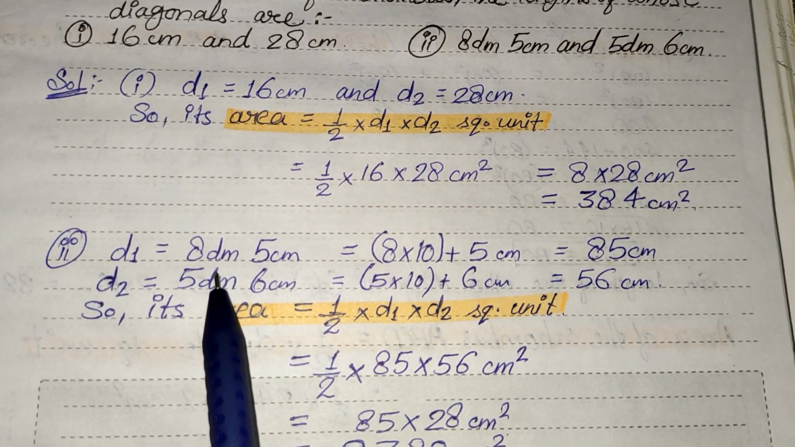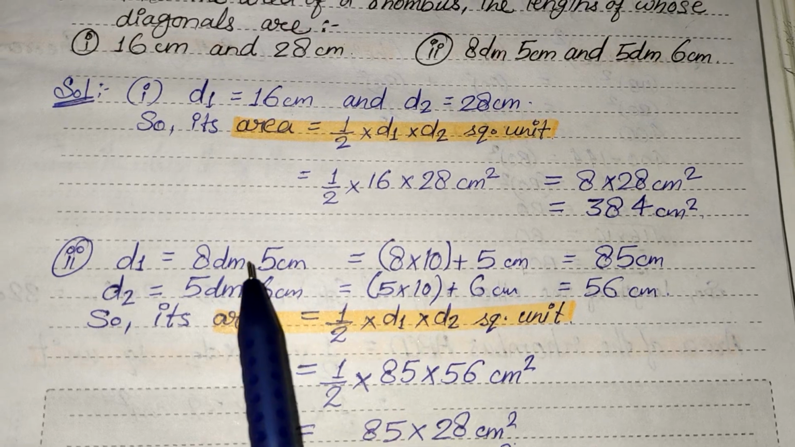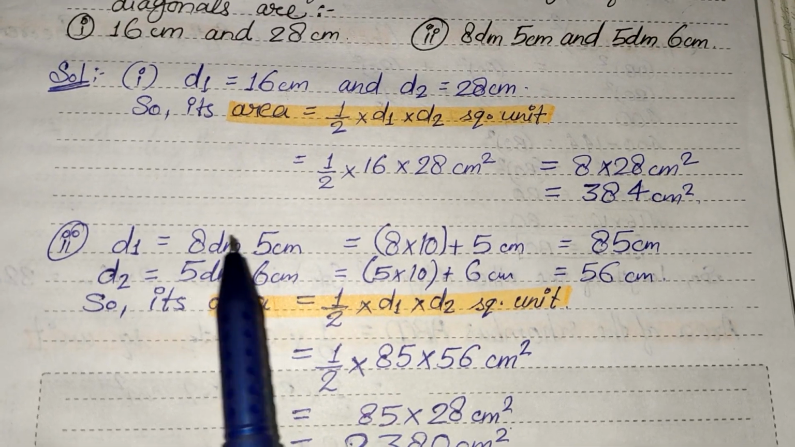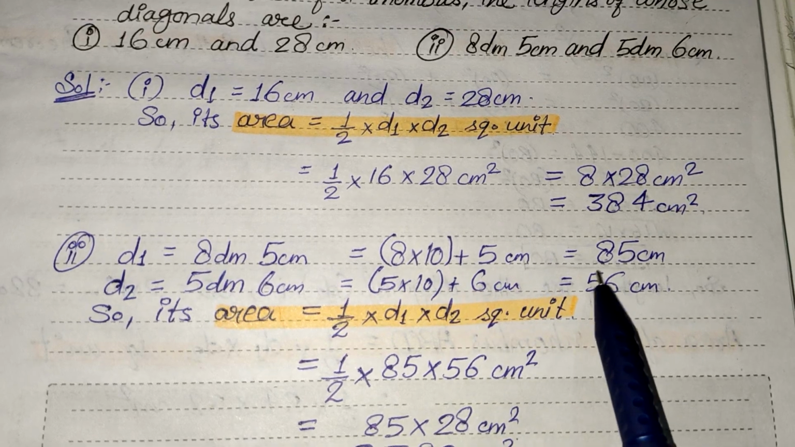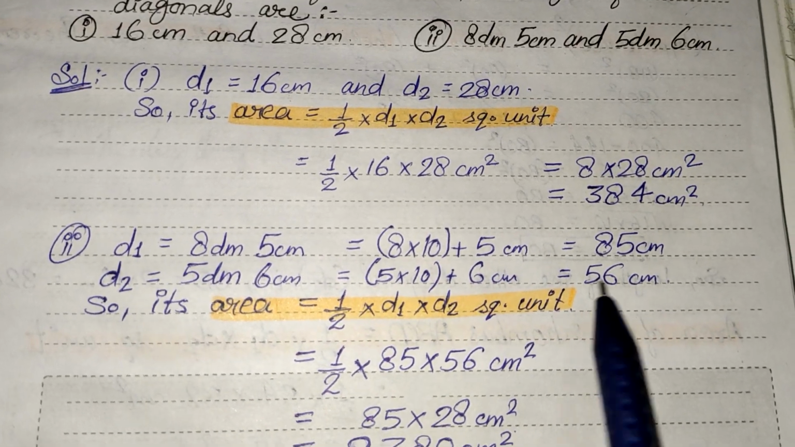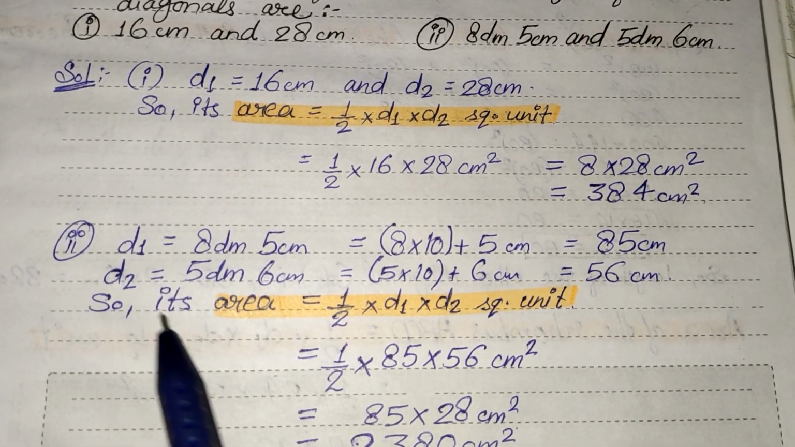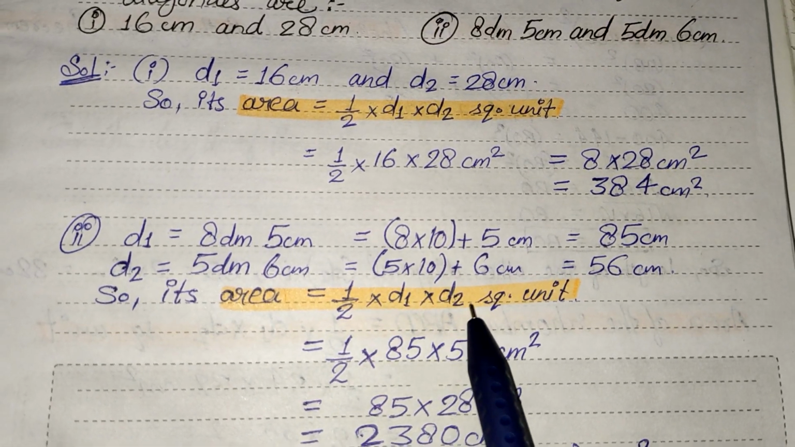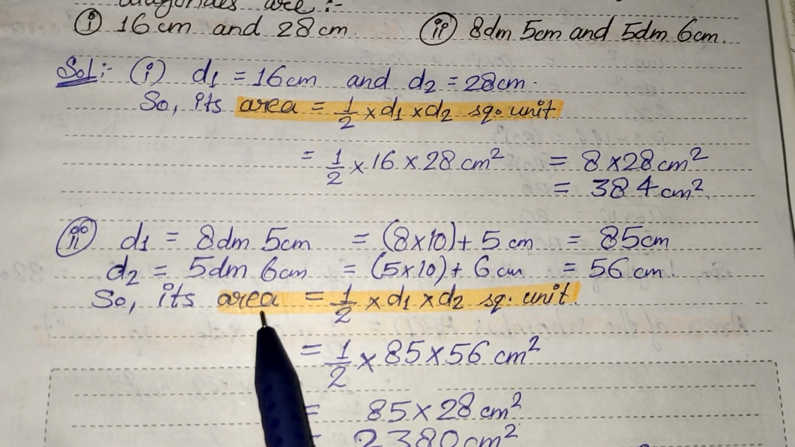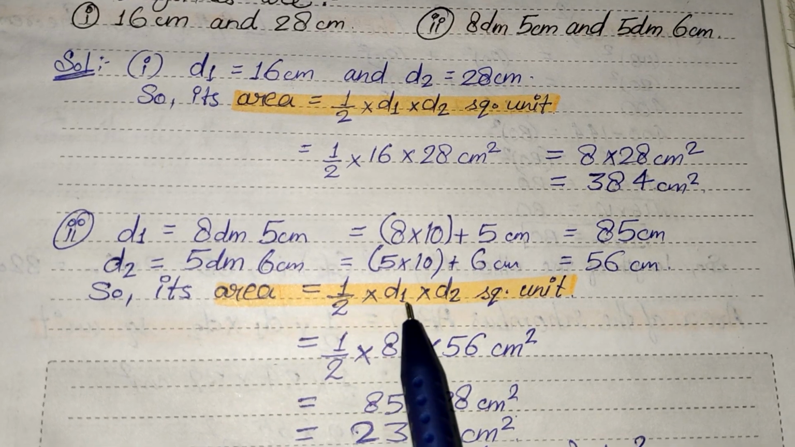So we have to convert it into a single unit. So for converting it, we have to convert it into centimeter. So we have to multiply it by 10. Now we have 85 centimeter as D1 and 56 centimeter as D2. So its area is equal to 1 by 2 into D1 into D2, as we already know.